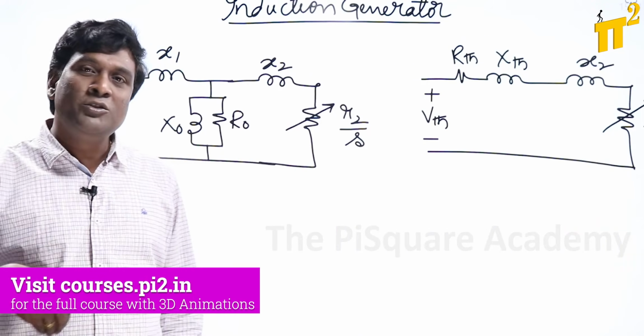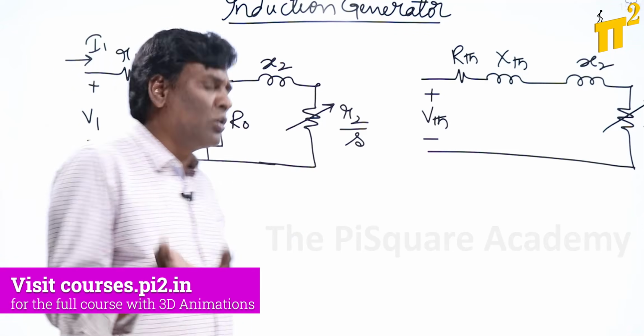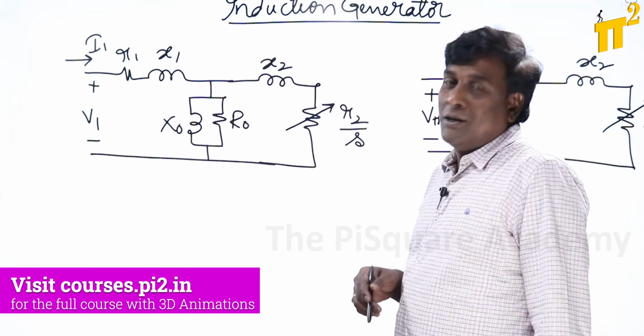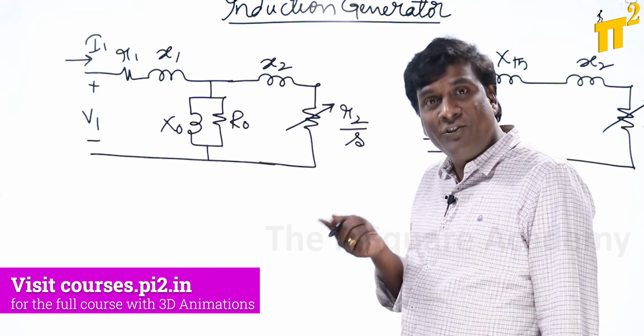When slip is 0, how much will be the rotor induced voltage? S times E2 is the rotor induced voltage. Slip is going to be 0, so rotor induced voltage is going to be 0. The moment rotor induced voltage is 0, rotor currents will be 0. When rotor currents are 0, rotor flux will be 0.